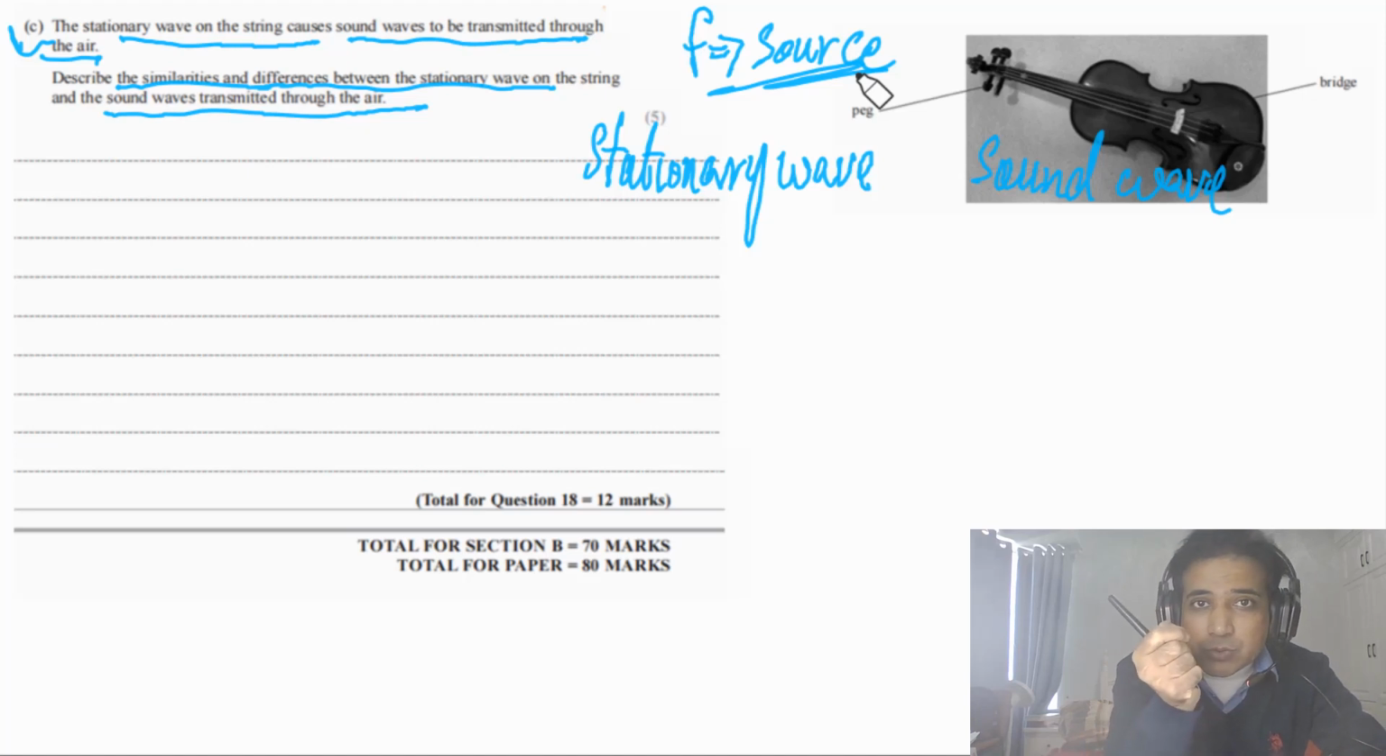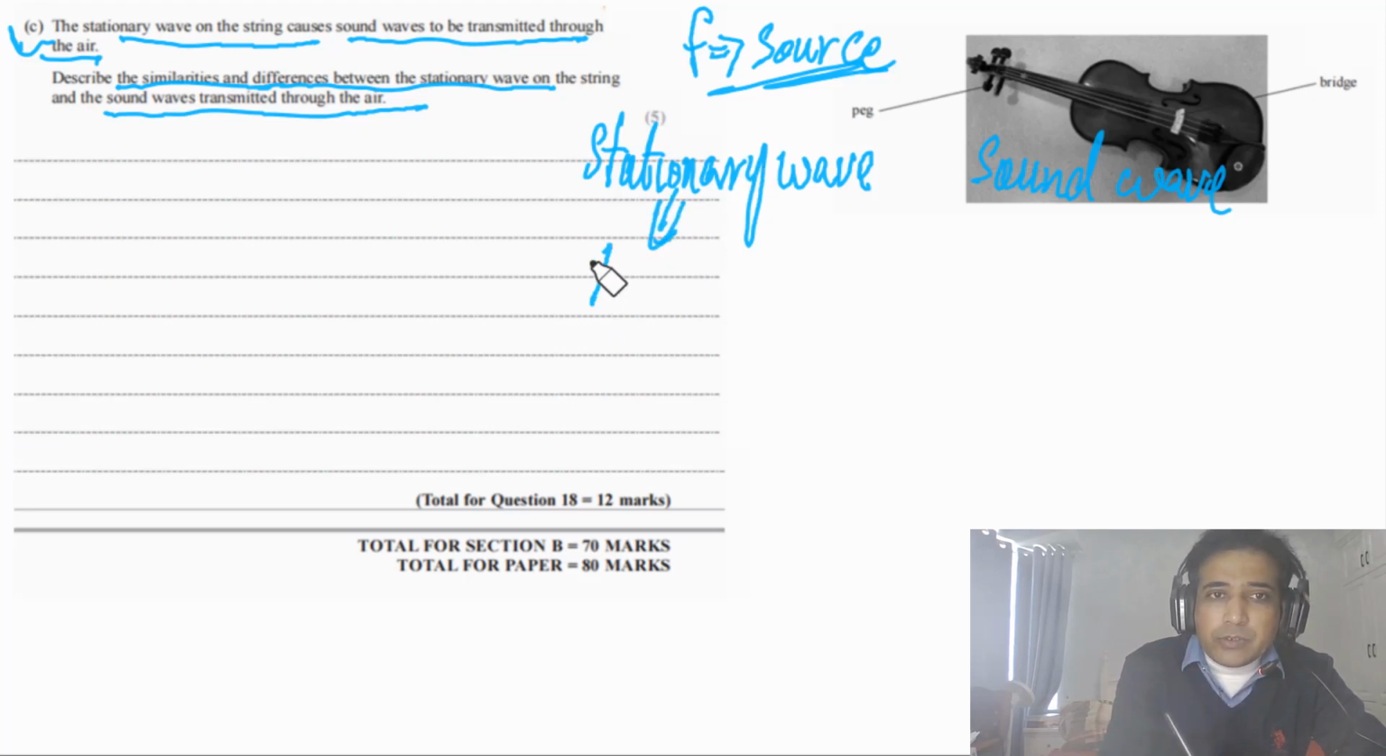Then that is the source of the stationary wave, and that is also the source of the sound wave. So it means the wave on the string and the sound wave have the same frequency. This is the similarity. Now we need to understand waves on the string.